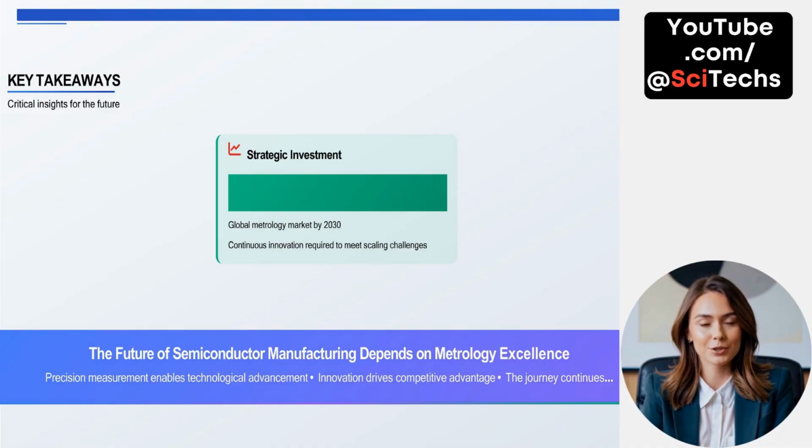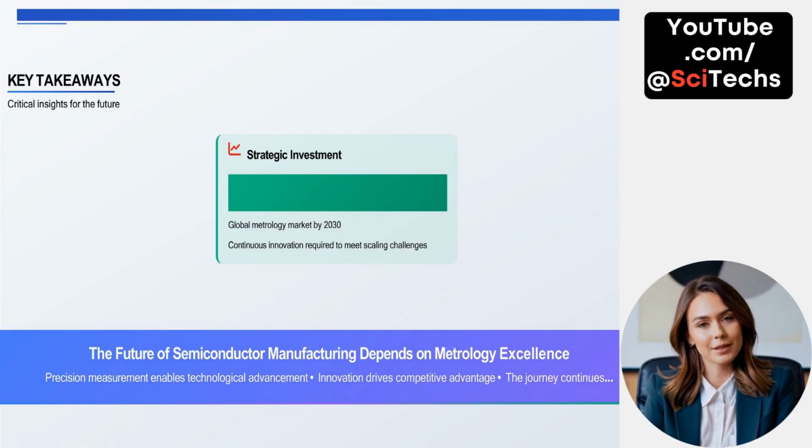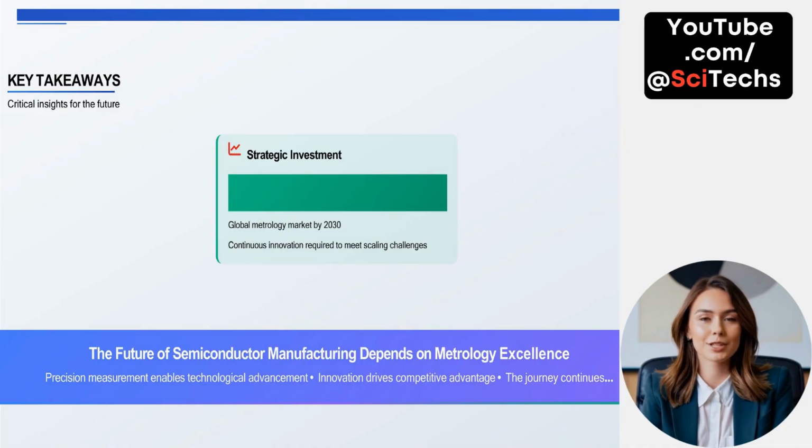software, and integration strategies. Meeting these scaling challenges will demand long-term investment in R&D, infrastructure, and talent. Companies that prioritize metrology innovation will maintain a competitive edge through enhanced yield, faster time to market, and greater reliability.